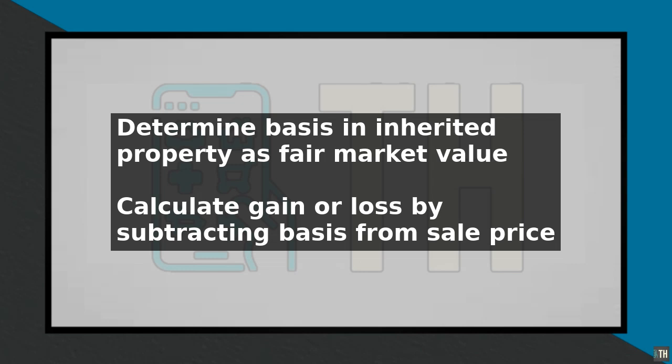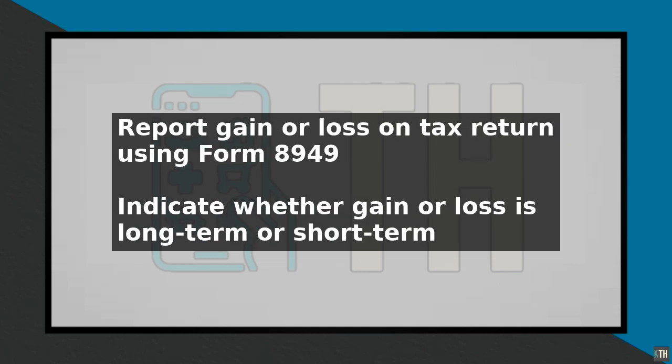Next, calculate your gain or loss on the sale by subtracting your basis from the sale price. If you sold the property for more than your basis, you have a gain, and if you sold it for less, you have a loss. You will report this gain or loss on your tax return using Form 8949 and Schedule D.